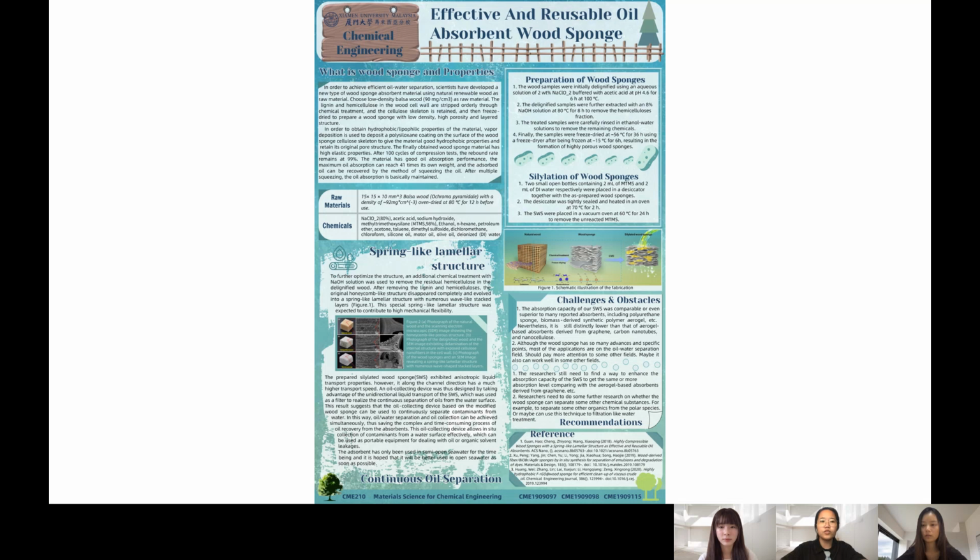And the other challenge is that although the wood sponge has so many advanced and specific points, most of the applications are in the oil water separation fields. We should pay more attention to some other fields. So researchers need to do some further research on whether the wood sponge can separate some other chemical substances. For example, to separate some other organics from the polar species, or maybe use this technique to do filtration like water treatment.